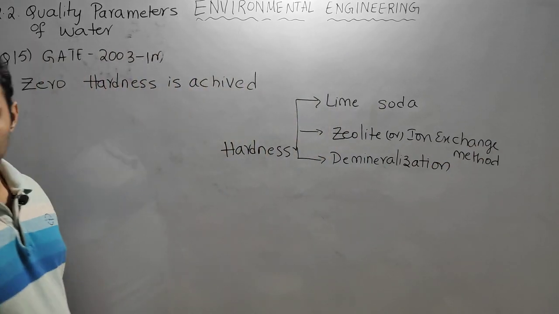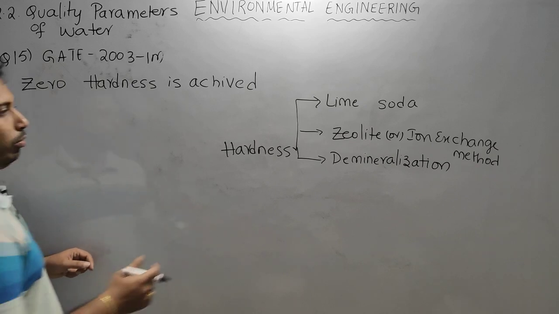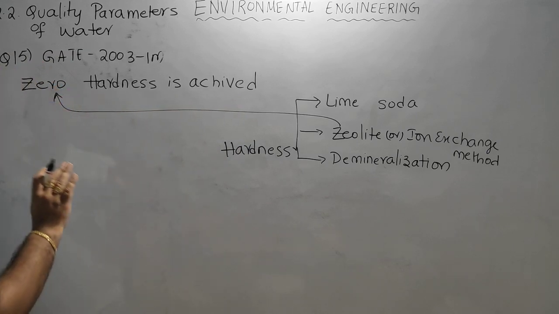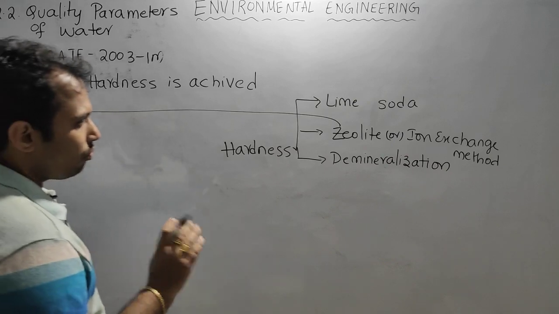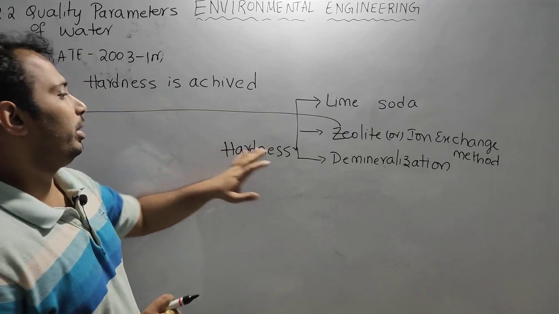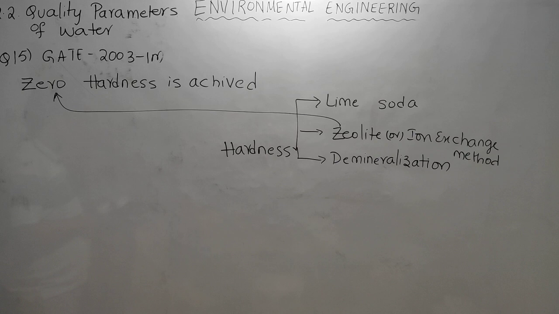Generally the lime soda method will not give you zero hardness, whereas the demineralization as well as the zeolite method or ion exchange method will give you zero hardness. How it gives zero hardness, and the reason, we will discuss in the miscellaneous water treatment. So the zeolite or ion exchange method will give you zero hardness. Even demineralization also gives you zero hardness. That is the thing we need to remember up to this point. Why it is like that, we will discuss in the miscellaneous water treatment class.